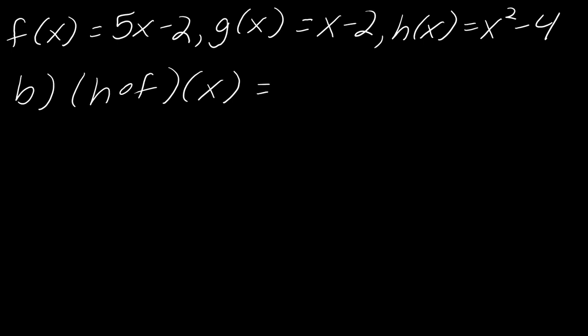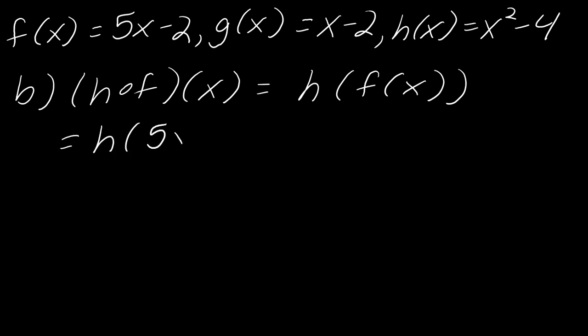So, h of f of x, that's the way I want to write this. So it's always whatever comes outside and then inside. Okay, so let's go ahead and evaluate this. So remember, we work from the inside out. So this is going to be h of, so f of x is 5x - 2. And now I want to plug this into my x here.